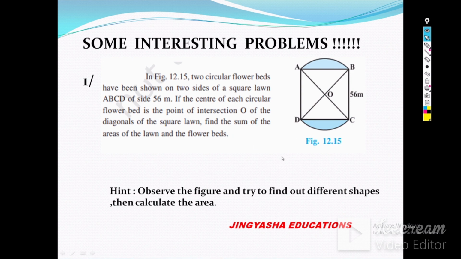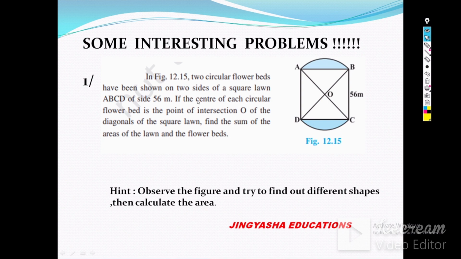So now I will explain how to solve the problem. You just try out these things at your home. So you can see the figure here, that it's a square, right? So ABCD is a square and one side is 56 meter. Now you can see there is some circular arc at AB and there is another circular arc at DC.